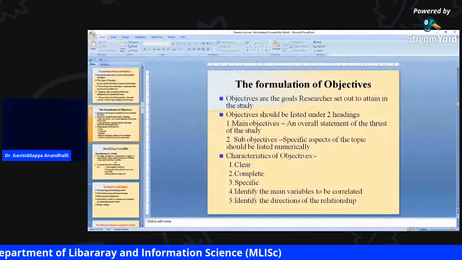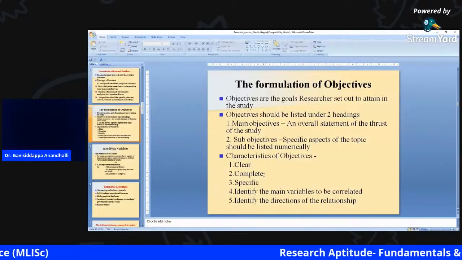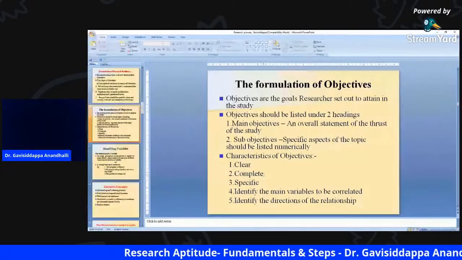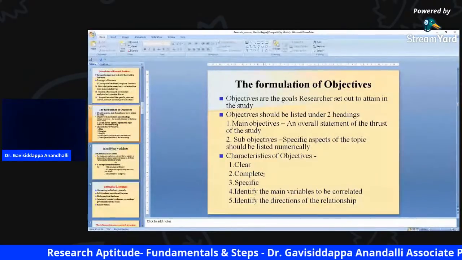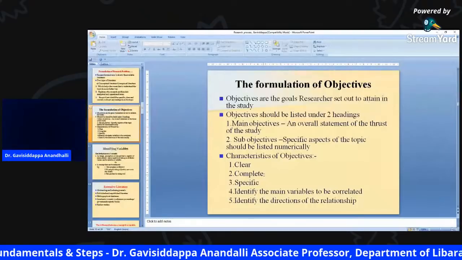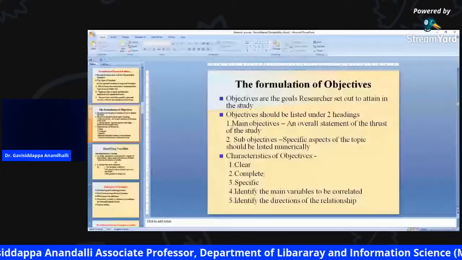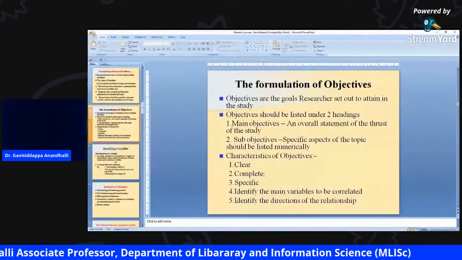If the objectives are strong, you can maintain a very high quality of research work. The quality of your research depends on how you formulate your research objectives. Therefore, very much importance is given to the research objectives, the formulation of objectives of the research.